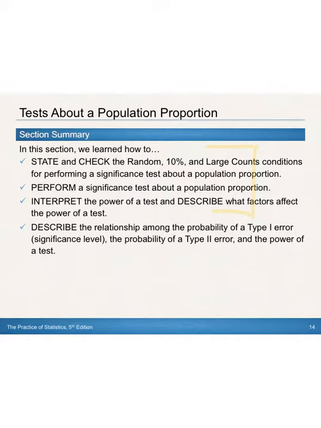So unless we're going to be doing a bunch of simulations, if we meet all the requirements of random, 10%, and large counts, we can use our normal curve to build one based on the population proportion and the standard deviation of that population proportion. Then we can use our z-scores and our table or our calculator to find the area under those tails, and we have information to make a decision about whether the sample is enough convincing evidence to reject or to fail to reject the null.